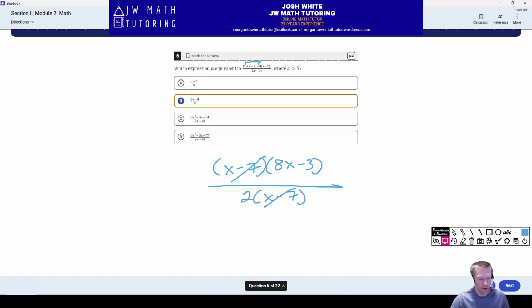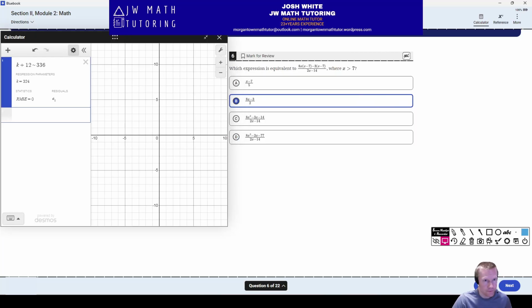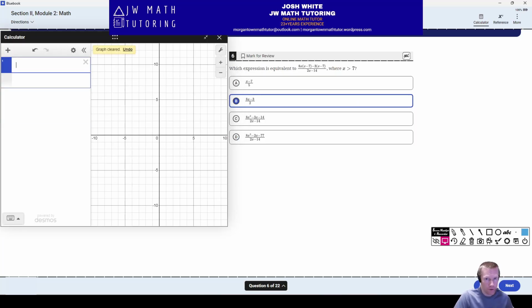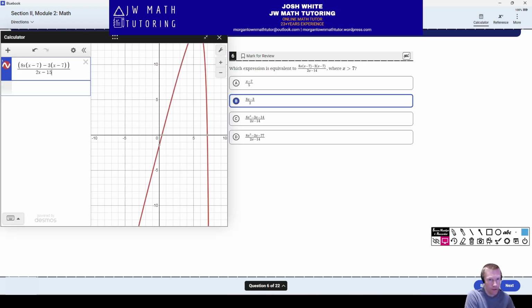All right, so again, that's the traditional way to solve it. Of course, though, we could go to Desmos, and we can do the following. We can type the original problem, and then we're going to compare that graph, which is actually, it's really just going to end up being a line, to the answer choices.